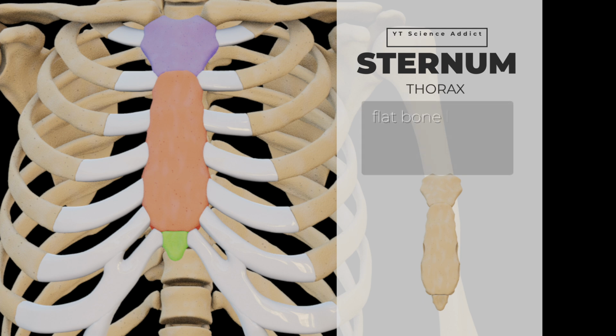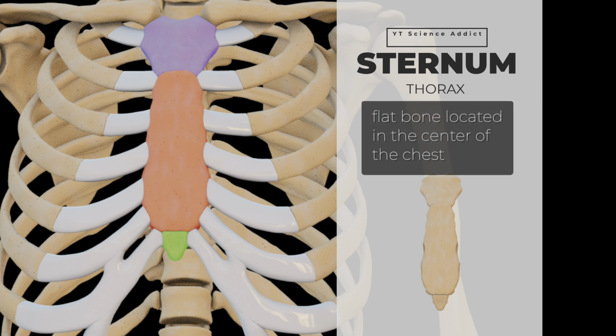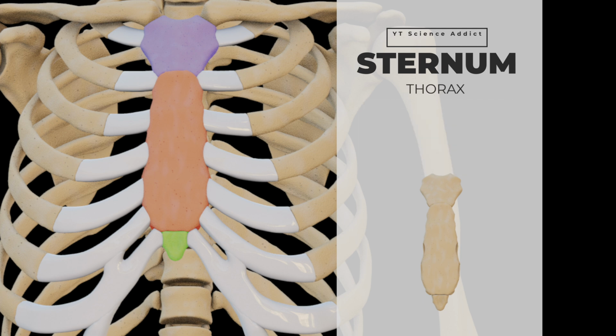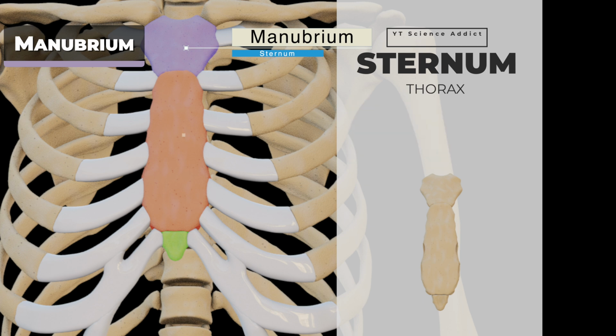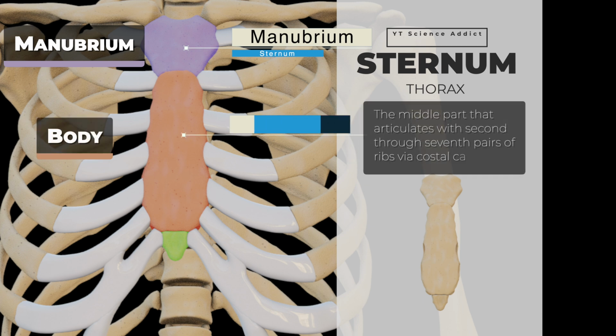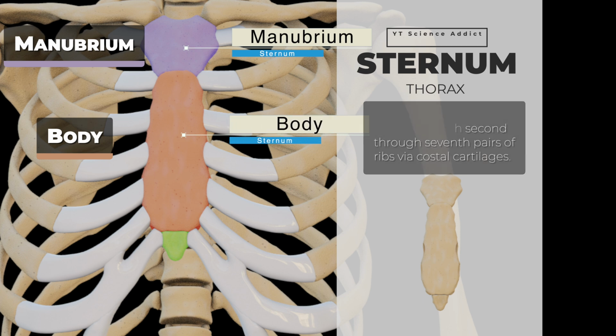The sternum is a flat bone located in the center of the chest. It consists of 3 parts. Manubrium, the upper part that articulates with both clavicles, collarbones, and with the first pair of ribs. Body, the middle part that articulates with 2nd through 7th pairs of ribs via costal cartilages.